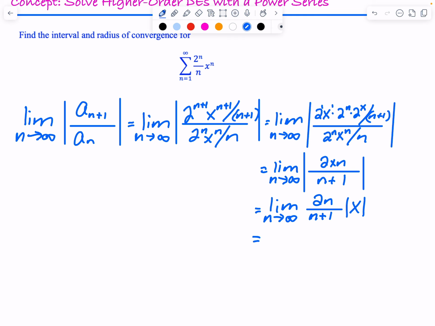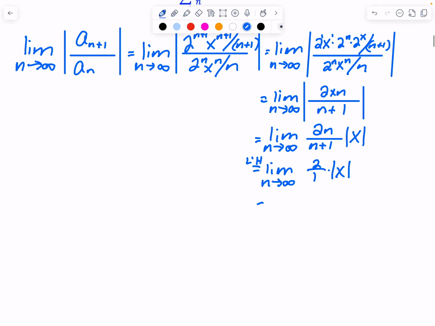So now from here, we're going to use L'Hopital's rule. Notice that that goes to infinity over infinity, so I can use it. And I get the limit as n approaches infinity of 2 over 1 times the absolute value of x. I can take my limit now. This is 2 times the absolute value of x.